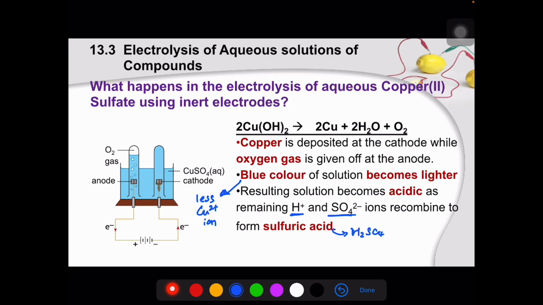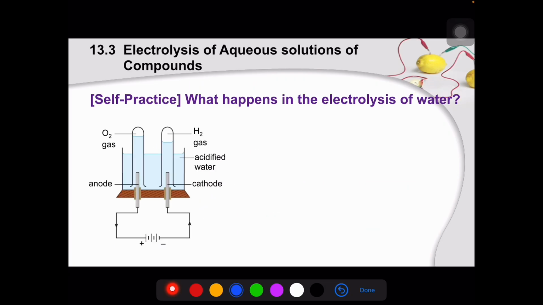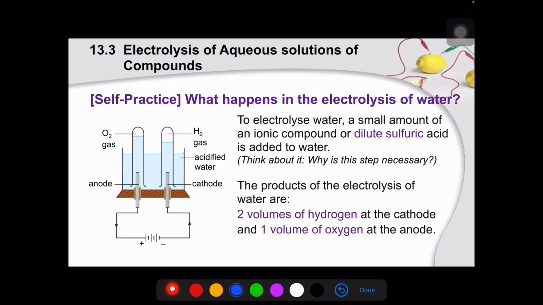Now the last part of this video is a self-practice. This self-practice is to look at the electrolysis of water. If you recall in the part 1 video, which I won't show again, there was a video that shows you the electrolysis of water, whereby there's effervescence happening. In reality, when we do electrolysis of water, we kind of cheat a little by adding dilute sulfuric acid in. Think about why we need to do this step. It allows the reaction to happen more quickly and also ensures that you can really observe the effervescence happening on both ends. So think about why this step is necessary.